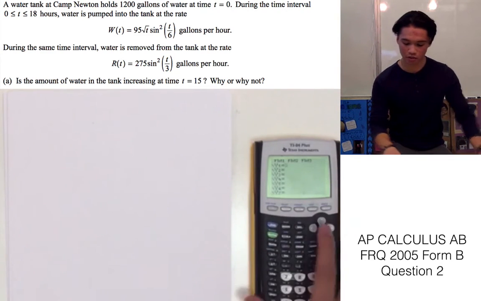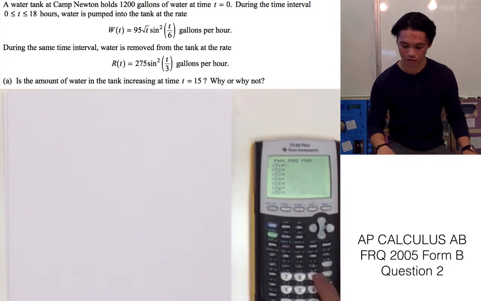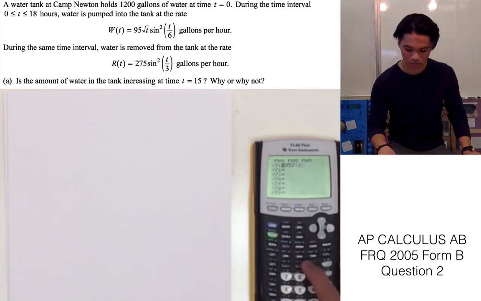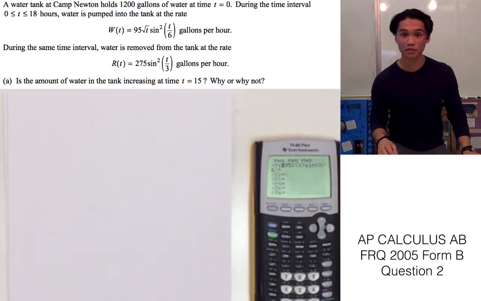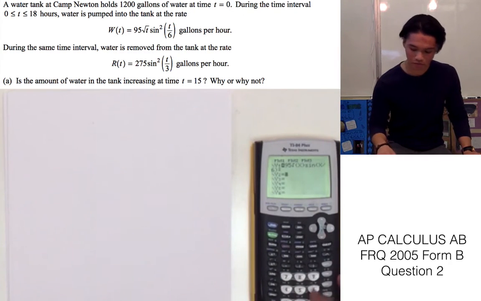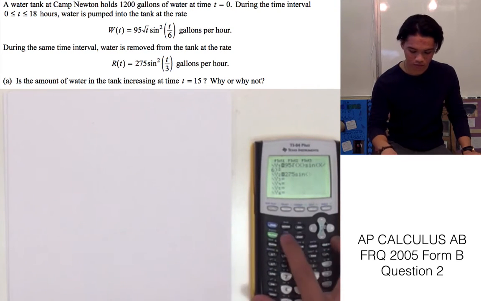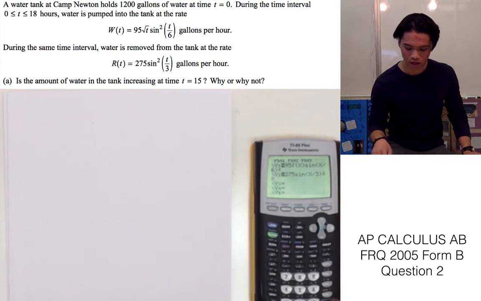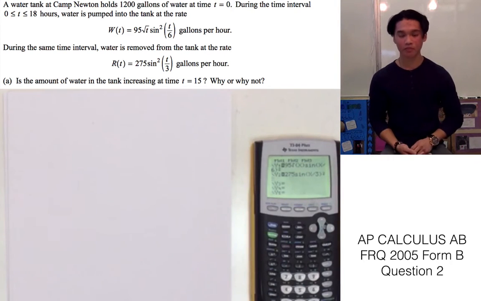So the first thing that we can do is put these functions into our calculator. So y sub 1 will be W of t. And y sub 2 will be R of t. Now we can go ahead and go into part A.